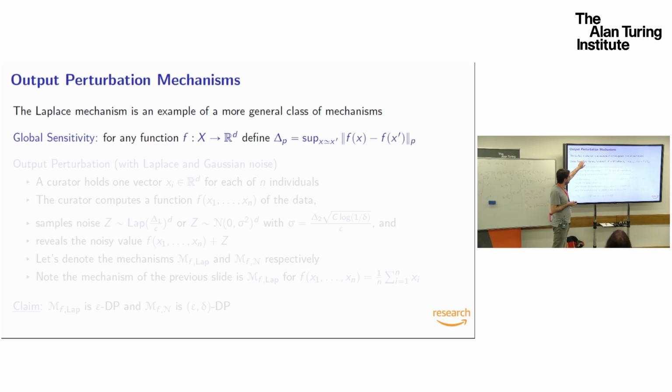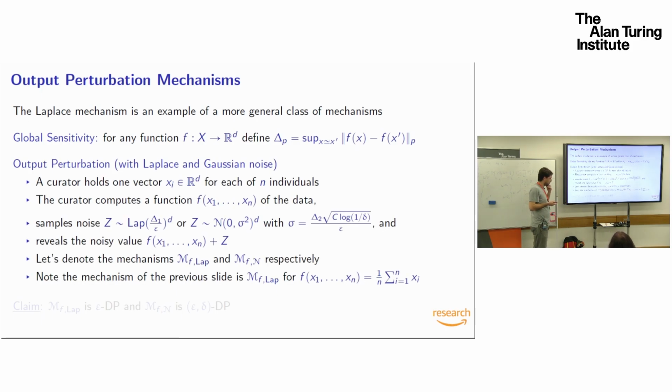So using this definition, what we can hope for is to do output perturbation, which is: I'm going to compute F, what I want to compute on my data set, and then I'm going to add some noise, and the noise is going to depend on this delta. And this is exactly what we did with the Laplace mechanism. We were computing an average, and then we added some noise that had a parameter n in it that was actually 1 over the global sensitivity.